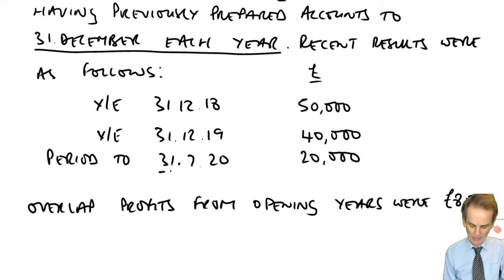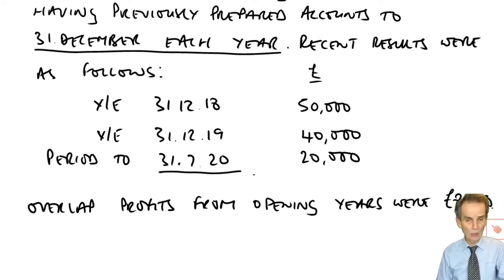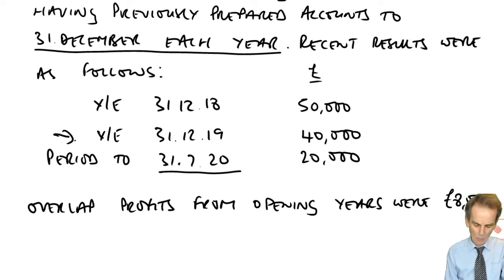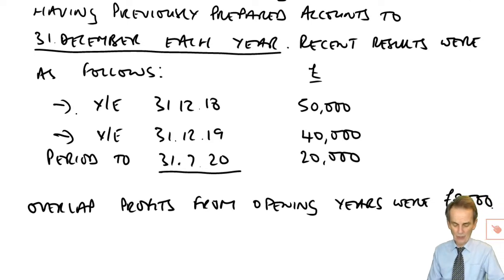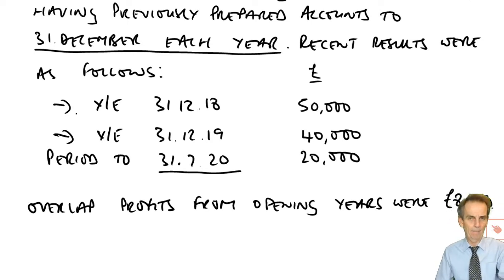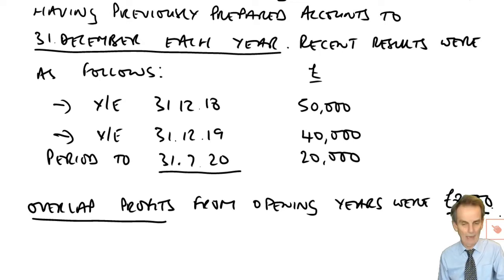Obviously, we've got our cessation there, period to the 31st of July 2020, and then what accounting periods had existed prior to that. Well, the immediately preceding one, the year ended December 2019, preceded in turn by the year ended December 2018. What do we need to be given by the examiner from our opening years? That, of course, is our overlap profits, 8,000.